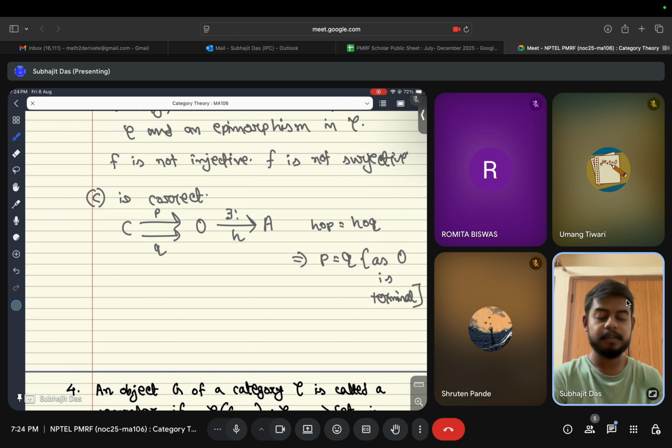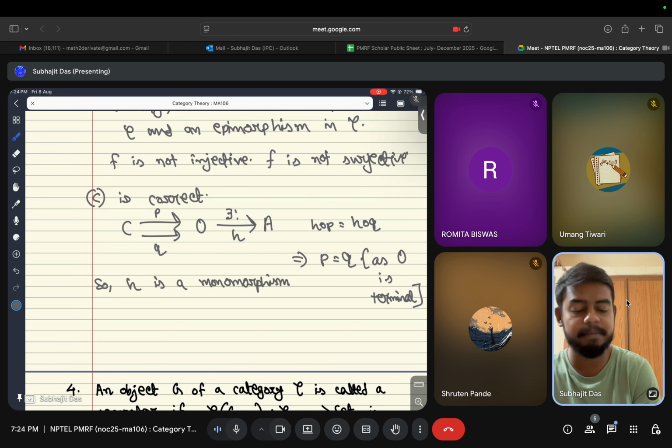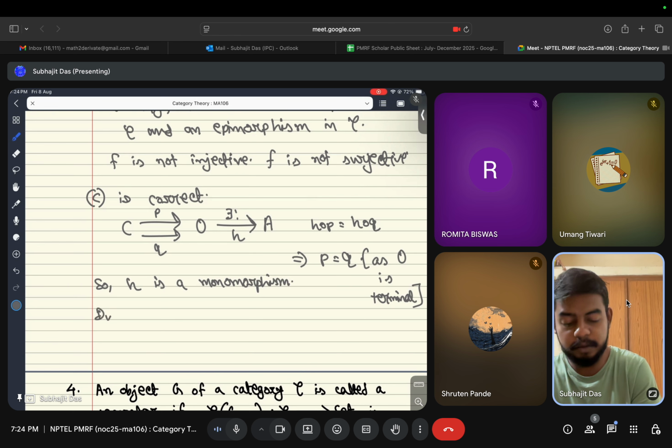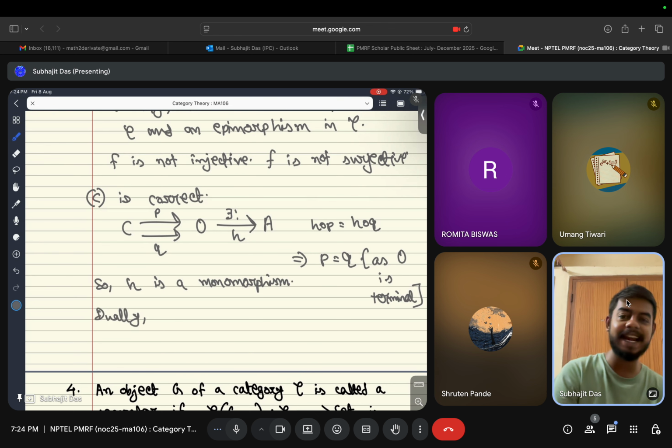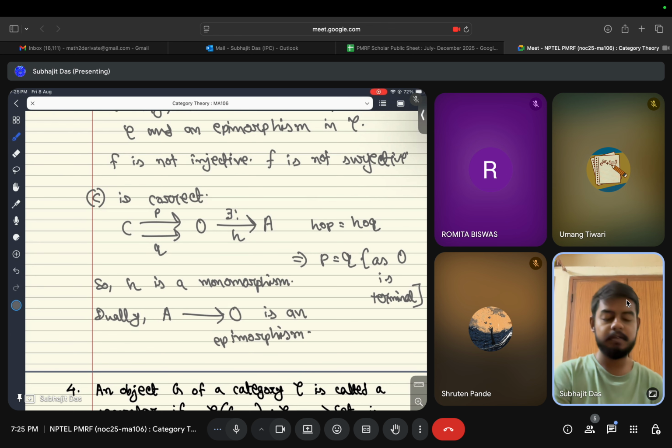Right? So H is a monomorphism. You can also check the other property for epimorphisms. The unique map from A to 0 will be an epimorphism, or dually, using the duality principle, passing to the opposite category, the unique map A to 0 is an epimorphism. Okay, pretty simple.